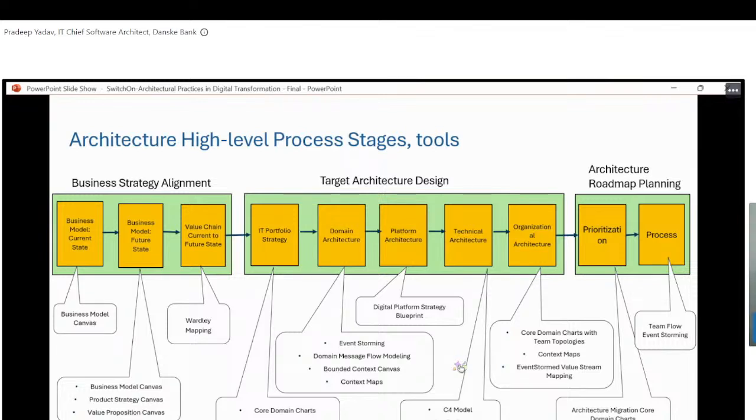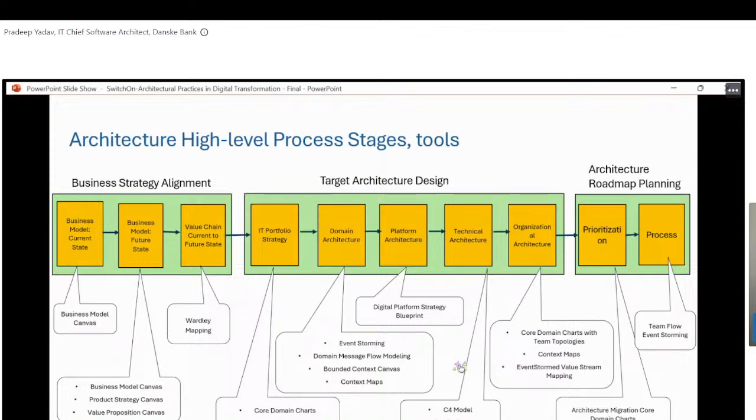And then if you see, I have documented some of the high level process stages for system transformation and some of the important tools we are using. So at a high level, there are business strategy alignment, target architecture, design and architecture, roadmap planning, having some extra small stages where business model goes from current state to the future model.